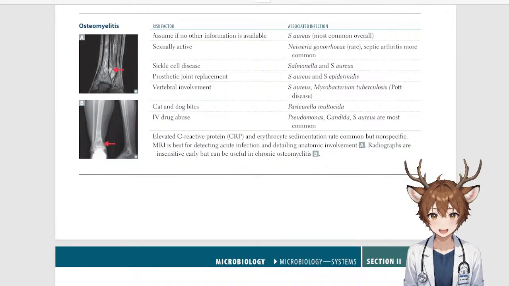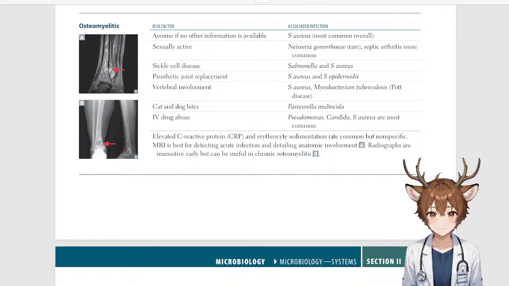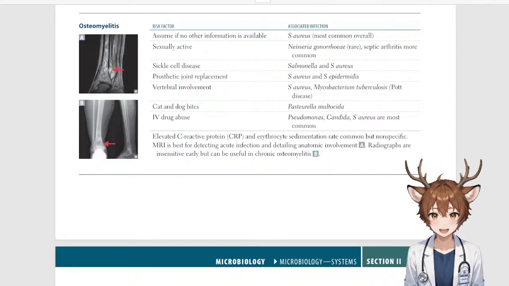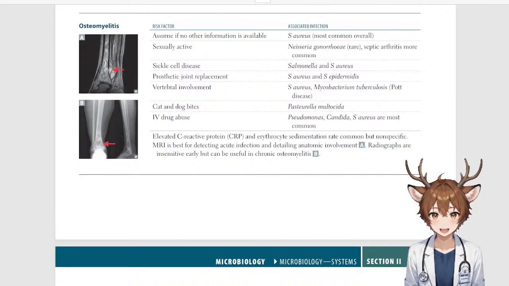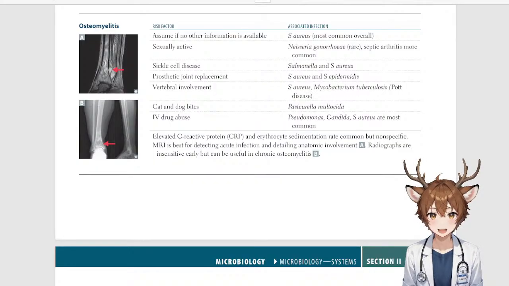Mycobacterium tuberculosis, which is Pott disease. Yeah, Pott disease. Cat and dog bites. Think Pasteurella multocida. So Pasteurella for dogs and cats. Injection drug use. Think Staph aureus, but also Pseudomonas or Candida.